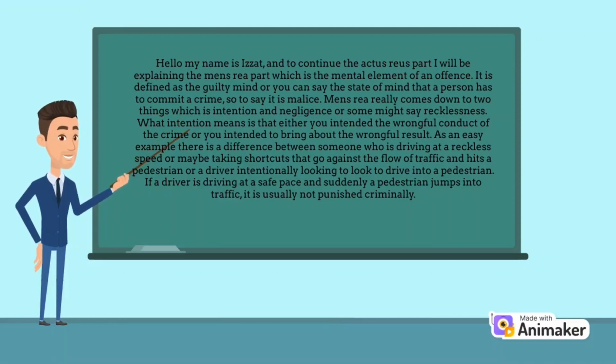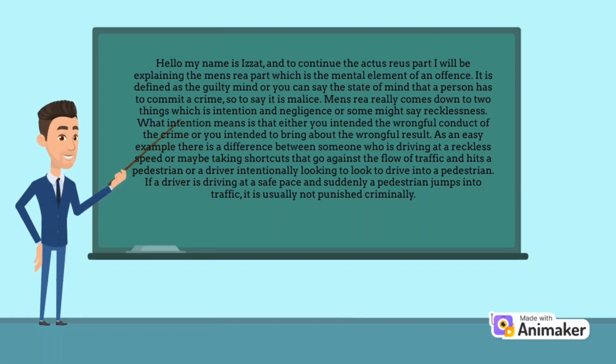To continue the actus reus part, I will be explaining the mens rea part, which is the mental element of an offense. It is defined as the guilty mind, or the state of mind that a person has to commit a crime, so to say it is malice. Mens rea really comes down to two things, which are intention and negligence, or some might say recklessness.